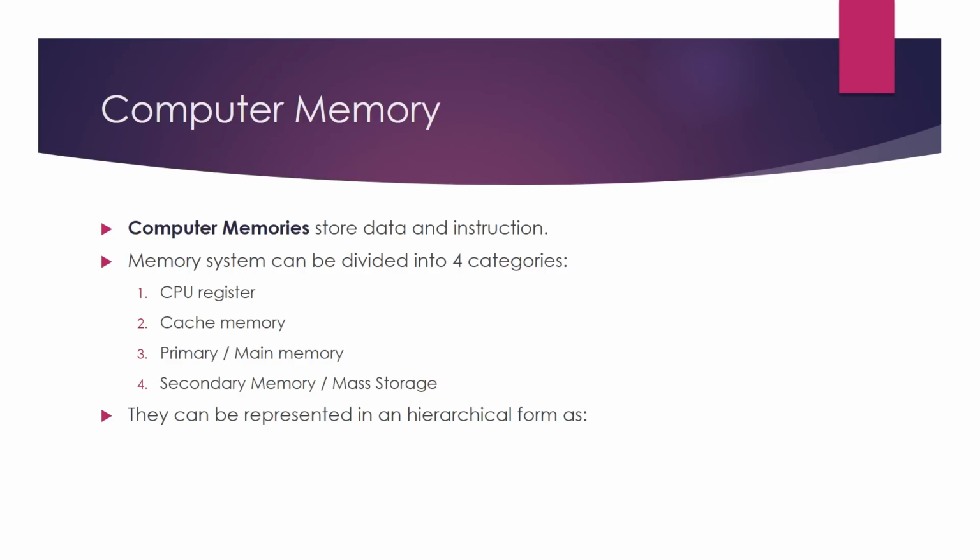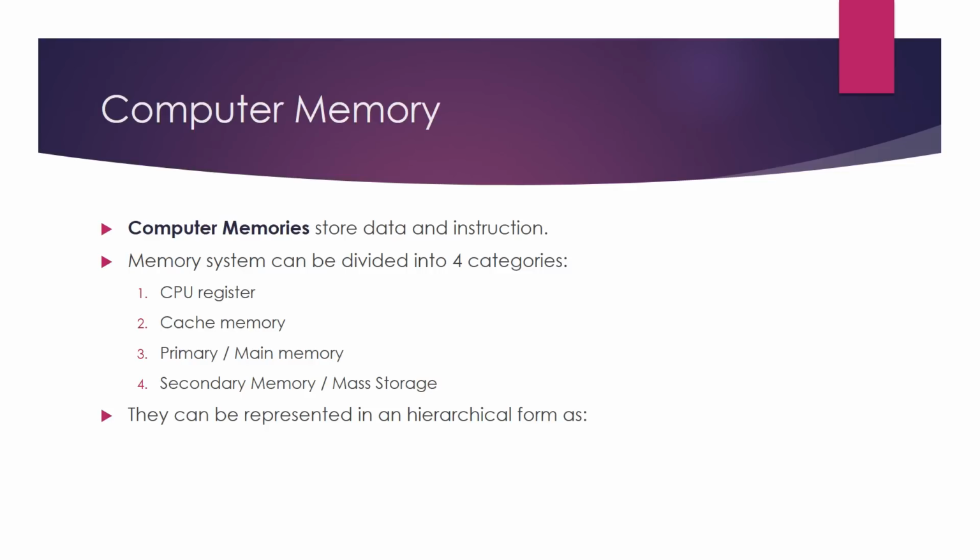Okay, so what are those types of memory? It consists of four categories. It can be a CPU register, cache memory, primary and secondary memory. Primary memory is also called main memory. Sometimes we also call it volatile memory, which is directly accessible to the CPU. And secondary memory is called mass storage and non-volatile memory.